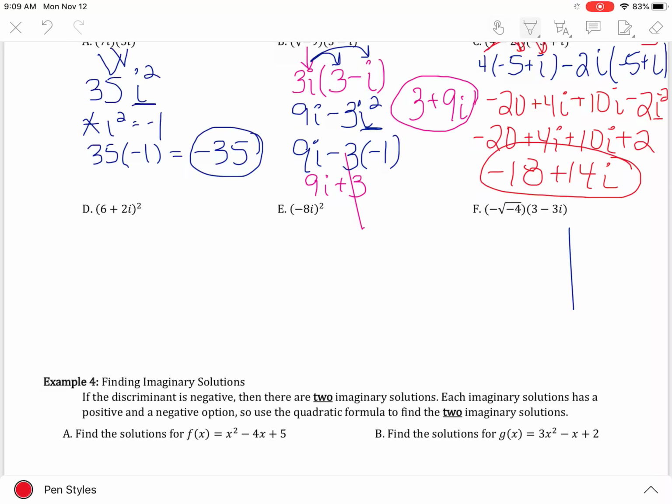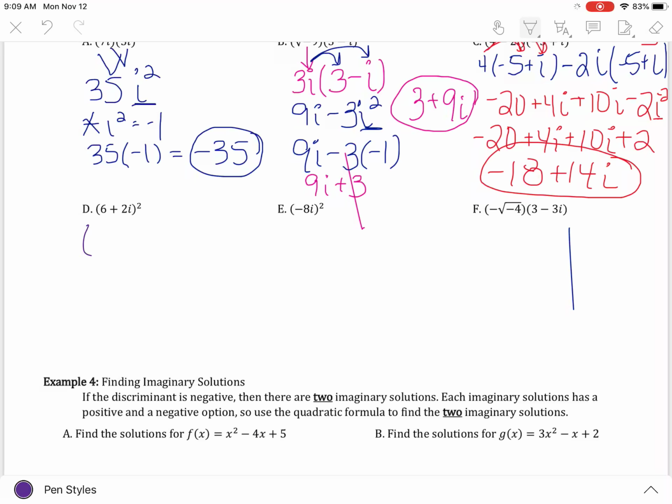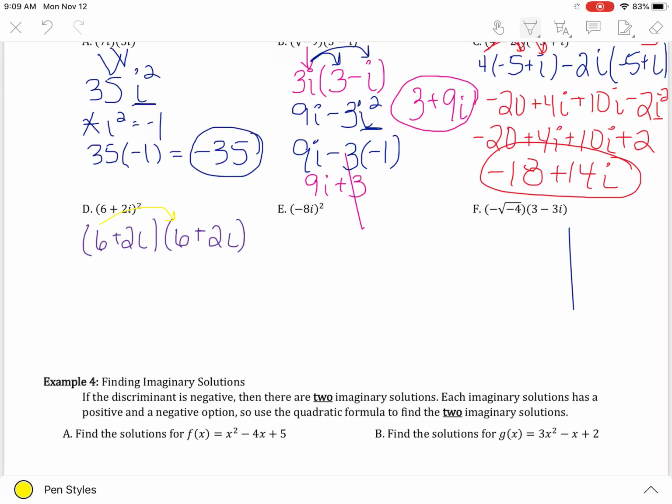Okay. Letter D is probably the biggest trick of all because this little exponent 2 means that you're going to have two groups of the 6 plus 2i. So when you multiply those together, I'll use the FOIL method for this one. You multiply the first terms and then the outer terms. You get 36 plus 12i. Multiply your inner terms together. Get another plus 12i and then a plus 4i squared.